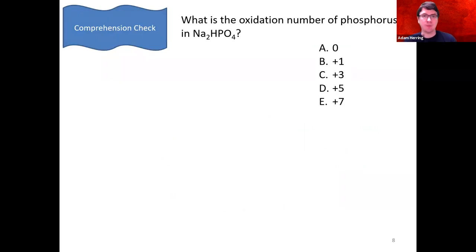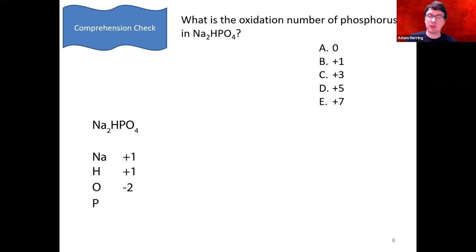So let's practice this. What's the oxidation number of phosphorus in Na2HPO4? For disodium hydrogen phosphate, we know that sodium must have an oxidation number of +1. It's a group 1 metal, and so it always has an oxidation number of +1 when it's in a compound. Hydrogen, generally speaking, will have a +1 oxidation number.